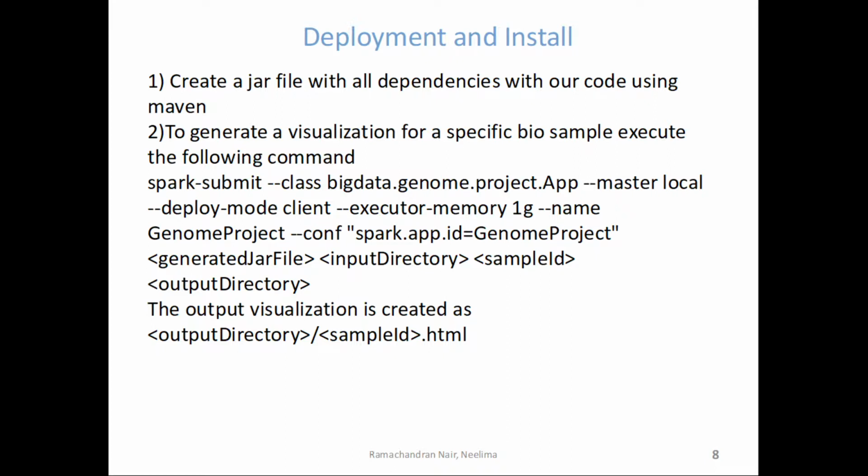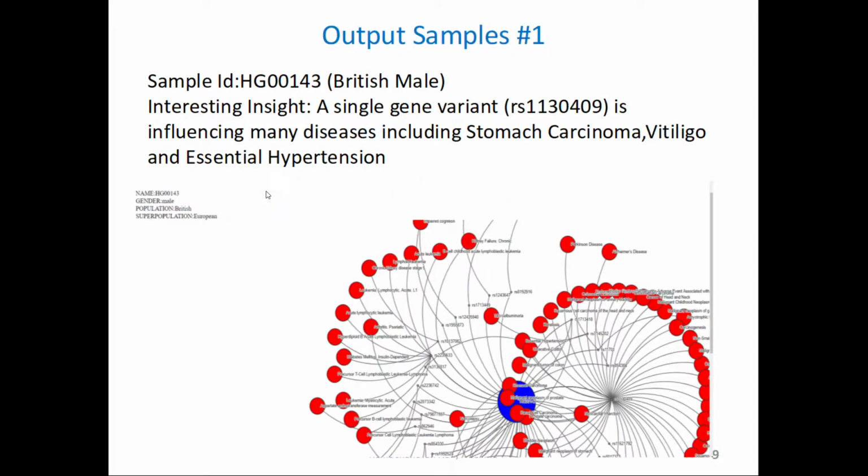How do you deploy and install it? This is basically a typical Maven project. So you use Maven to create a jar file, and you submit that jar file to the Spark engine using the spark-submit command. See, these are some of the example outputs that I generated from the file.